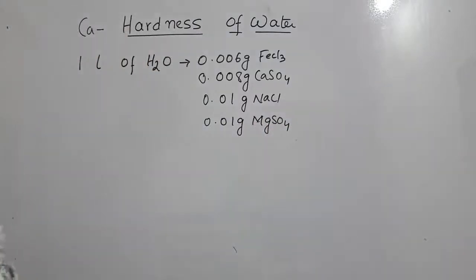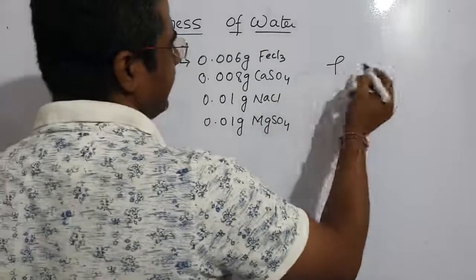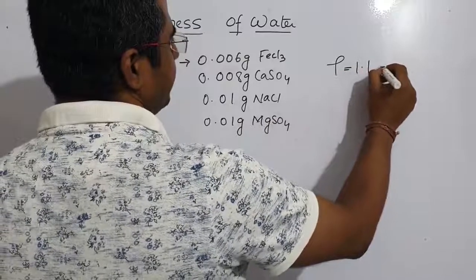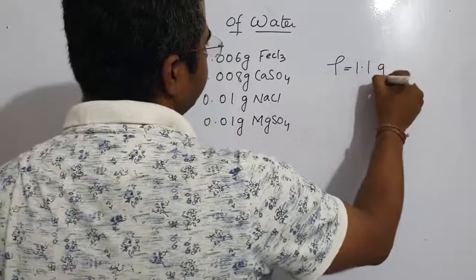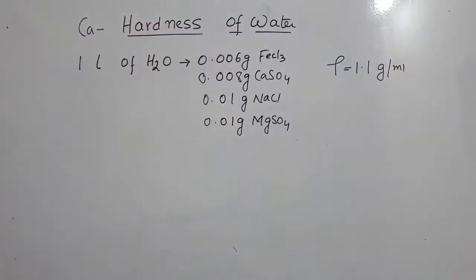Okay, and here the density is given. The density of the total solution is given as 1.1 gram per milliliter. So this is given. So first of all, what is the amount of water?